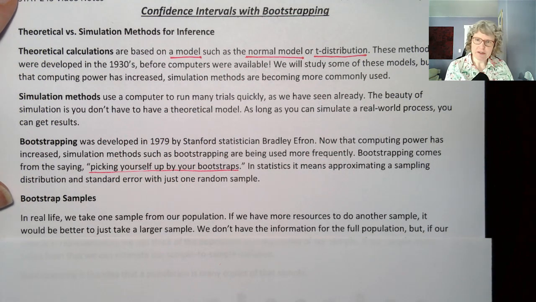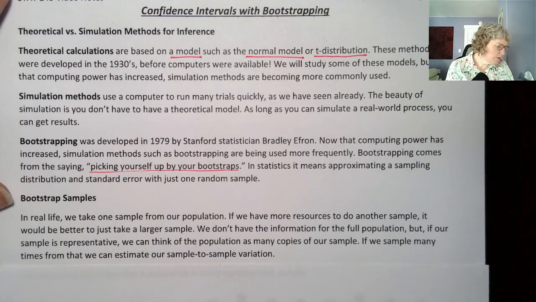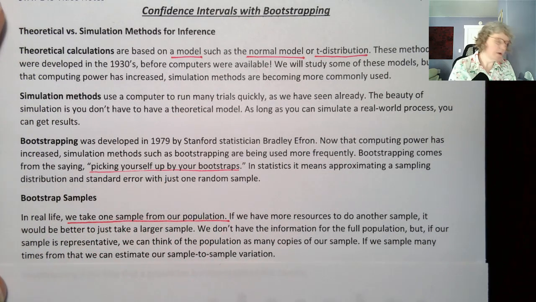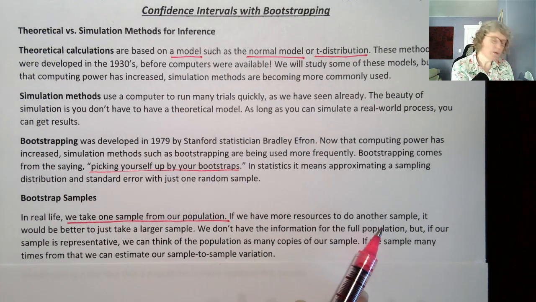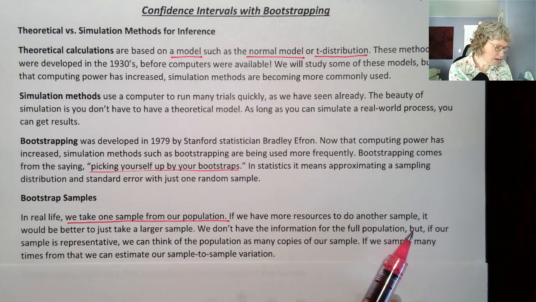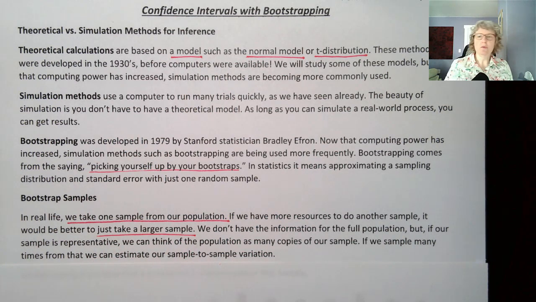There's a lot of text on here just because I don't want you to have to write it all. So bootstrap samples. Okay, so in real life, we just take one sample from our population, right? That's all we want to do is one sample. Now, if we had more resources to do another sample, like repeated sampling like we had done with our simulations, if we had more resources to do another sample, it would be better to just take a larger sample. Okay, so we don't want to be repeating thousands of samples or anything like that. We're just going to have one sample, okay?